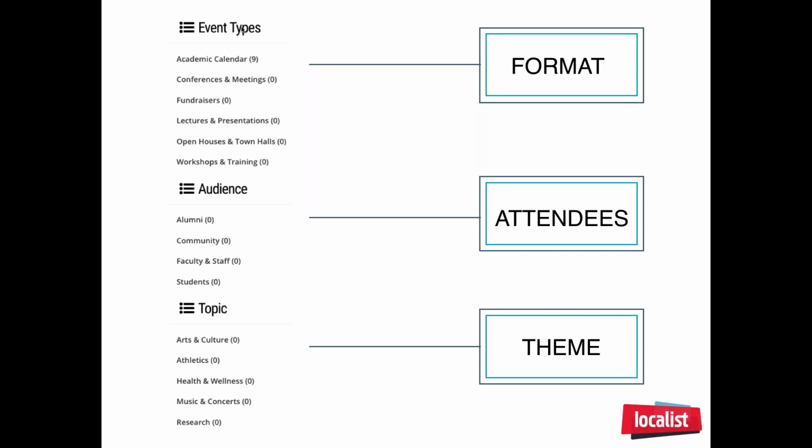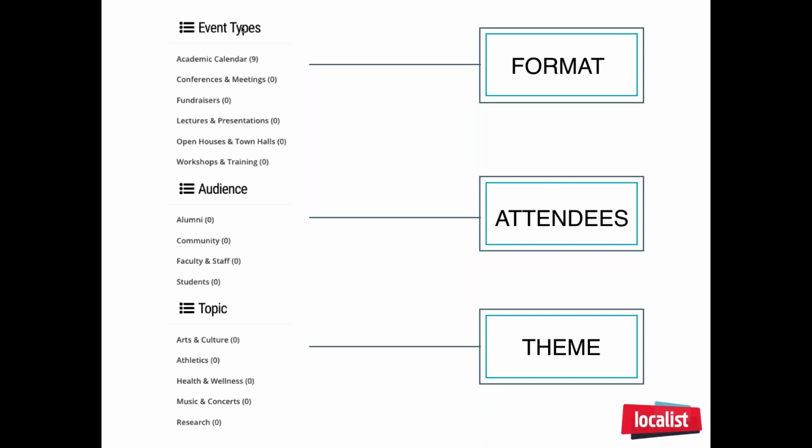Event type is the format of the event, and it communicates what an attendee will be doing or experiencing at an event. Target audience is who you would like or who can attend the event, and also communicates who an attendee can expect to mingle with. Finally, topic is simply the theme of the event.